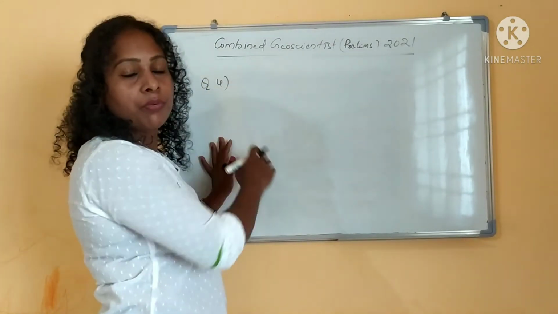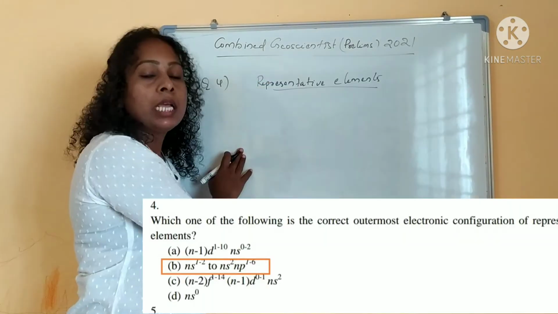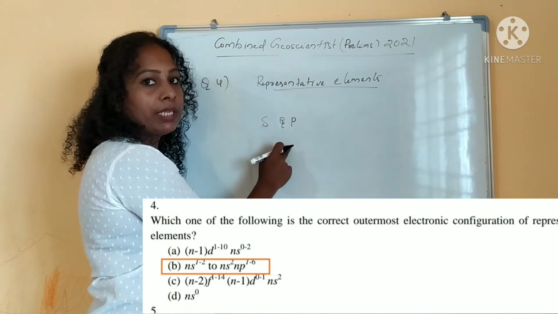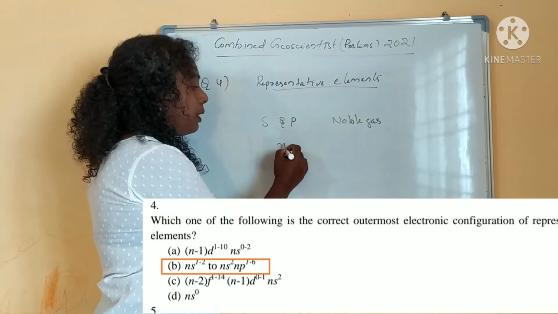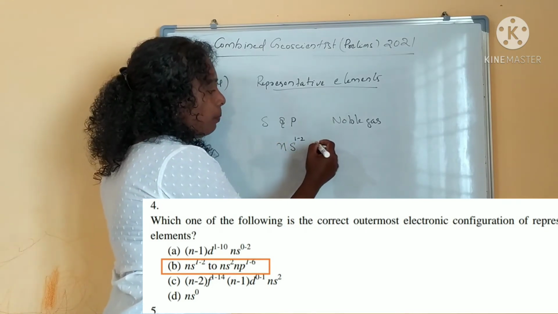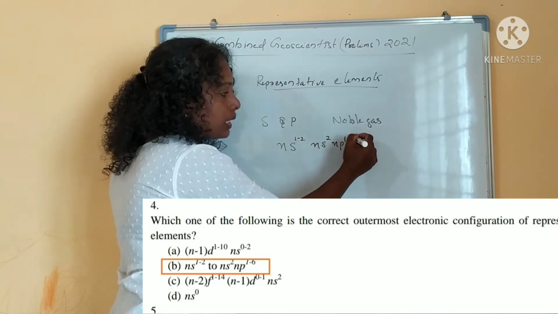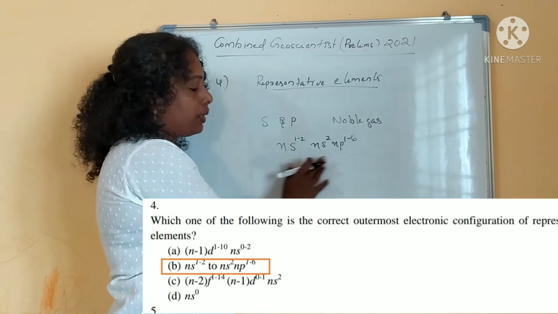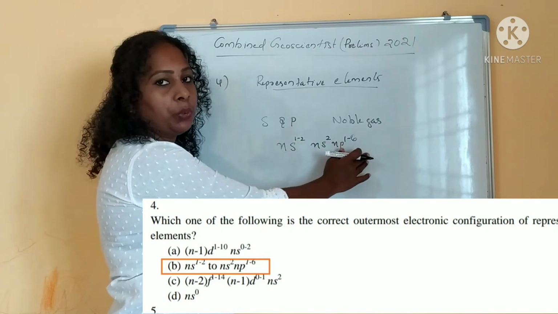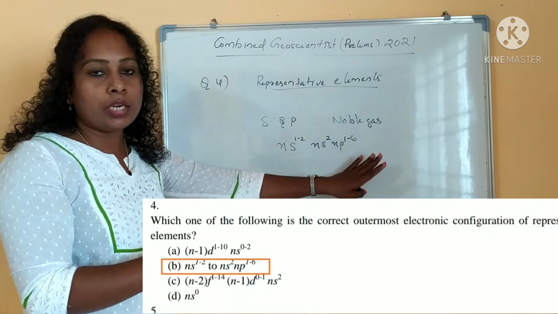Your question number 4 is about the electronic configuration of representative elements. What are representative elements? We can say s and p block elements. The electronic configuration of representative elements is ns1 to 2, and for p block elements ns2 np1 to 6. You can select ns1 to 2, ns2 np1 to 6 as the main group elements. This is the actual electronic configuration they have given.